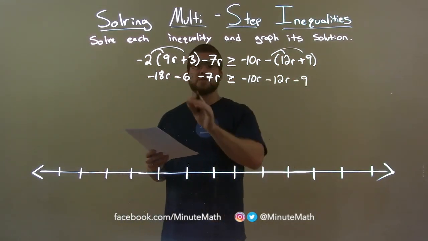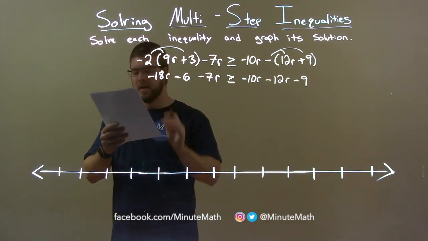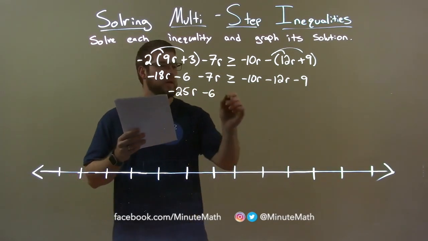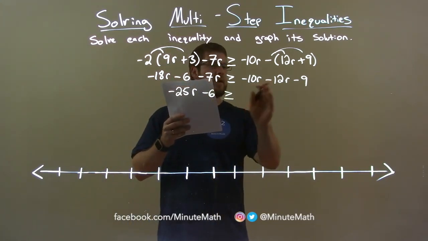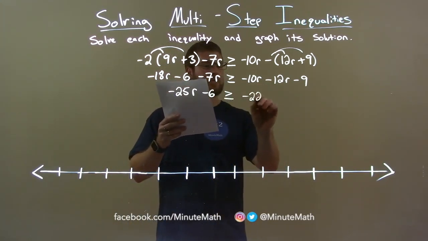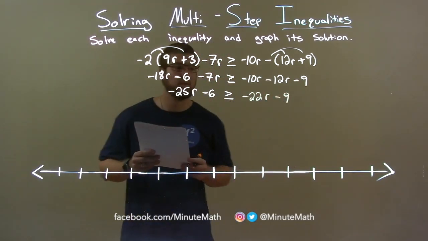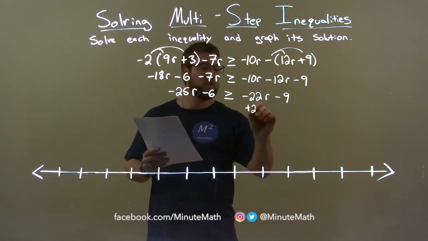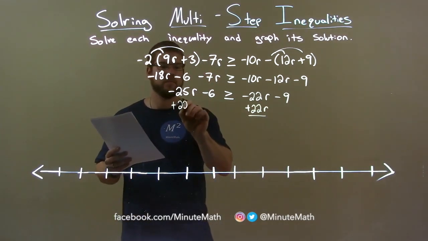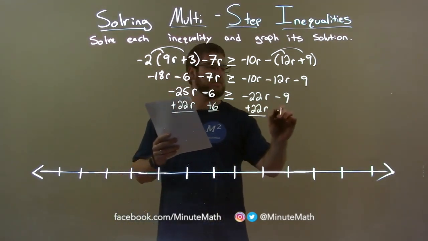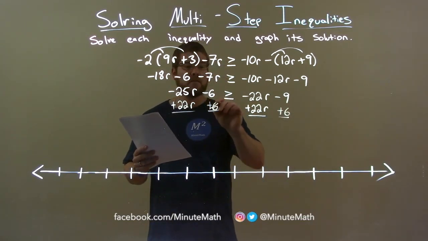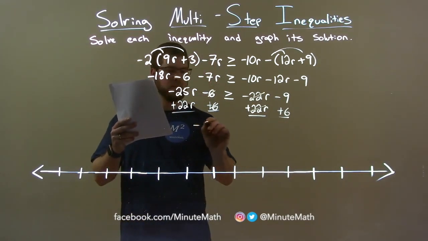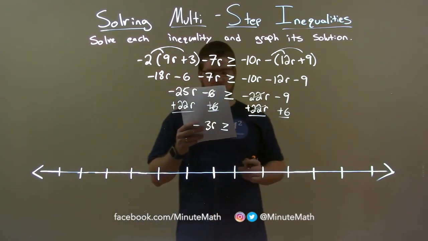So let's simplify on each side, combine our like terms on each side of the inequality, and negative 18r minus 7r is a negative 25r, and we still have a minus 6. It's greater than or equal to, well, negative 10r minus 12r is a negative 22r, and we have a minus 9 here. Okay? So let's bring our variables to the left and numbers to the right. We add a 22r to both sides here, and we add a 6 to both sides. 6's cancel here, and the 22r's cancel there. Negative 25r plus 22r is a negative 3r, and it's greater than or equal to negative 9 plus 6 is a negative 3.